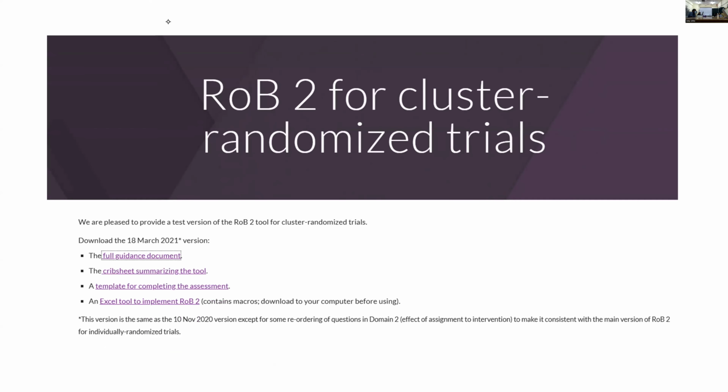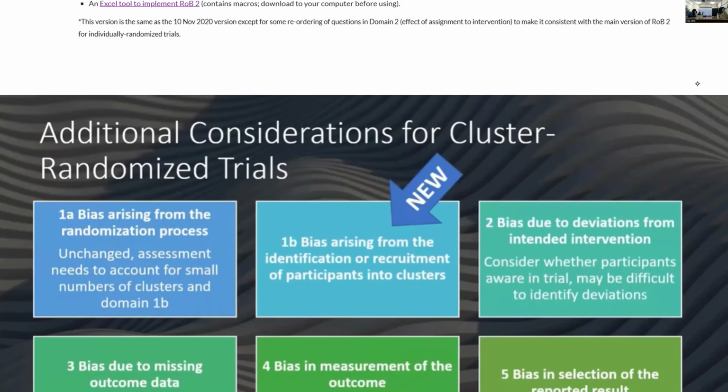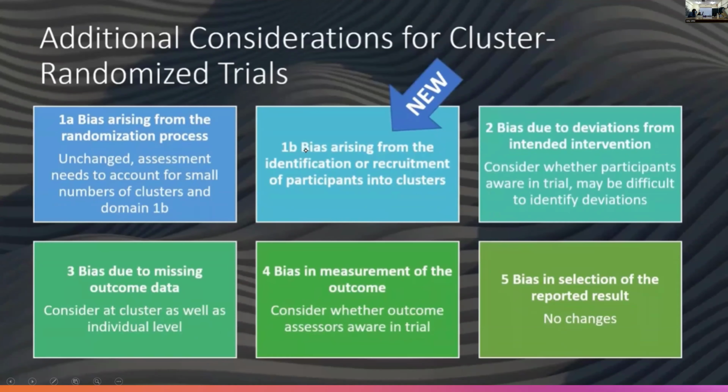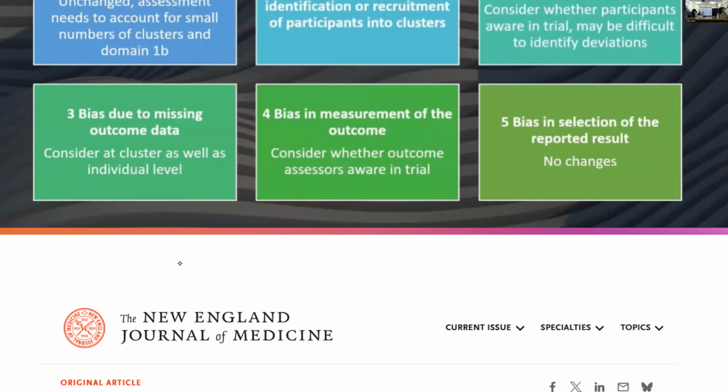If you want to look at the bias for a cluster randomized trial, you can again search online. You'll get the ROB2 checklist tool to help you assess bias in cluster trials. The only thing new in this consideration for cluster trials is that they have a domain 1B, which looks at bias arising from identification or recruitment of participants into clusters.